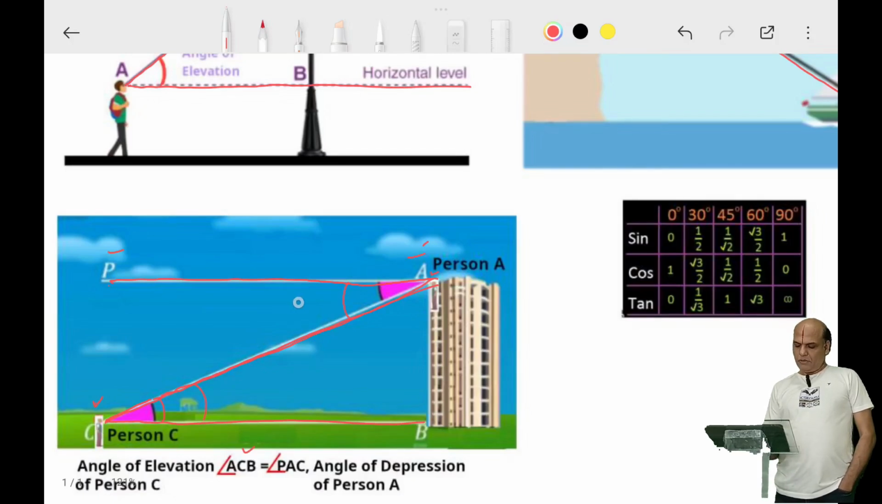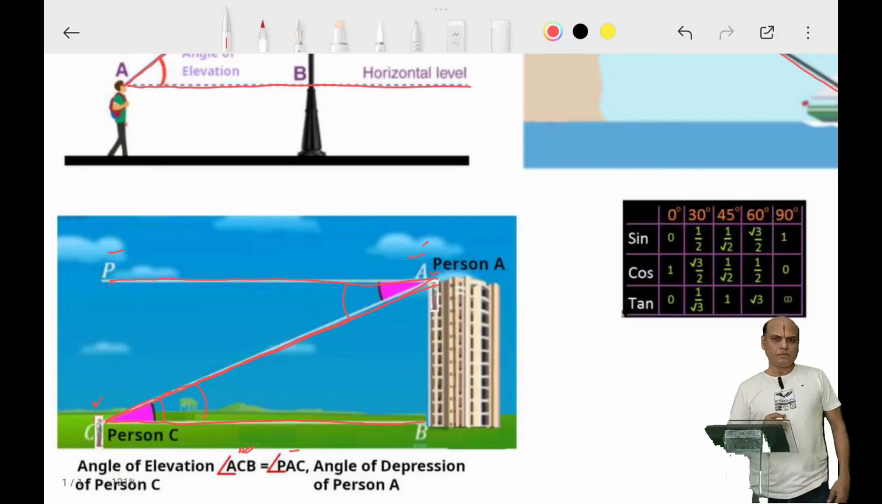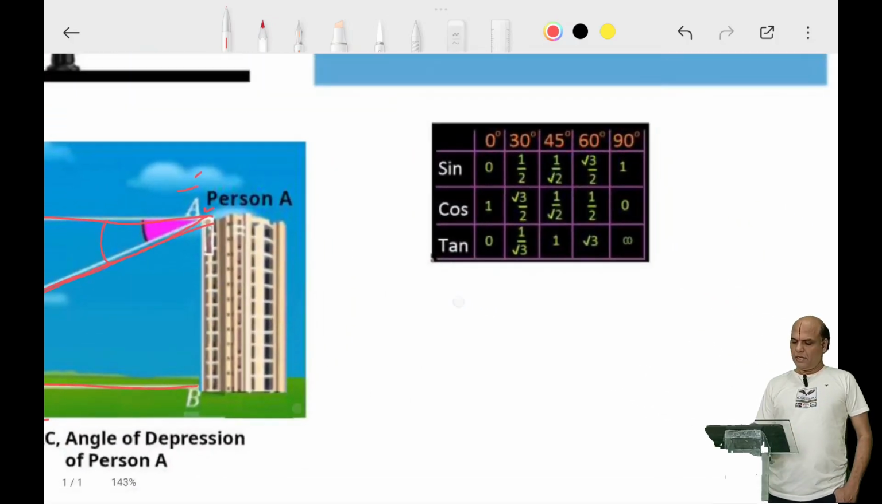Therefore, these two angles are alternate angles. Therefore, angle PAC is equal to angle ACB. Therefore, in this case, when two persons standing at different levels are looking at each other, then one person's angle of elevation is equal to the second person's angle of depression. Okay? Clear? Okay. Let's move.